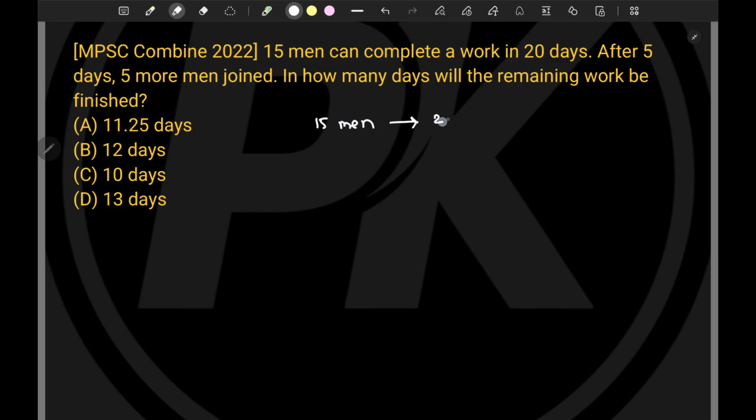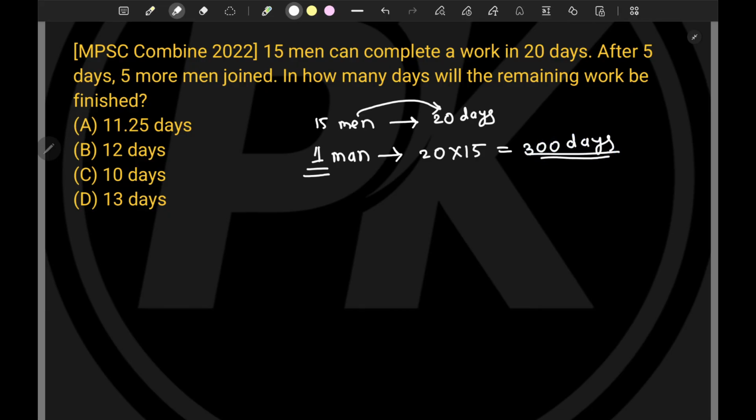So here 15 men are completing the work in 20 days. Then tell me, for one man, how many days will be required to complete the work? It will be 20 into 15, right? Because 15 men are working together to complete a work in 20 days, so one man will complete that work in 20 into 15. That means one man will take 300 days to complete that work.